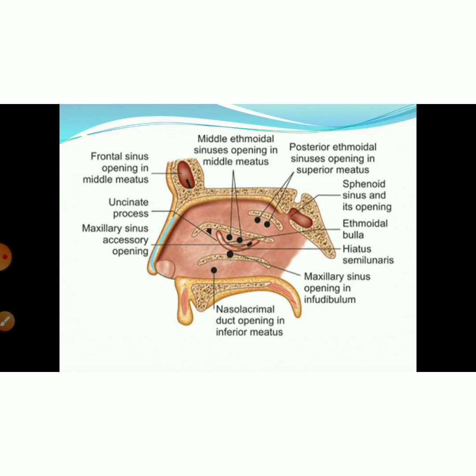So in this picture you can see the bulla ethmoidalis, or ethmoidal bulla. Here it is marked as the ethmoidal bulla. It is a rounded bulge produced by the middle ethmoidal sinus, which opens on or above the bulla. The hiatus semilunaris you can see below the ethmoidal bulla. It is a curved cleft below and in front of the bulla ethmoidalis.